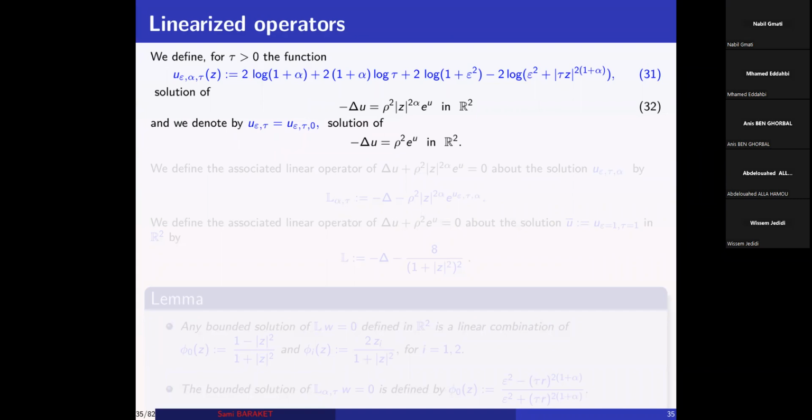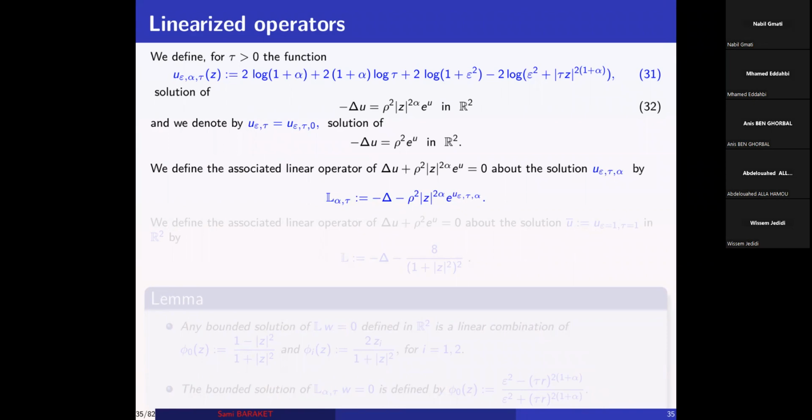In reality, this is not essentially the solution given by (31), but the solution which will be given later. But we can easily obtain this solution from the Liouville solution of the equation minus Laplacian u equal to rho squared |z|^(2 alpha) exponential u in R2. Now, if we take alpha equal to 0, then we obtain the solution of minus Laplacian u equal to rho squared exponential u in R2. We will use a contraction fixed point theorem later.